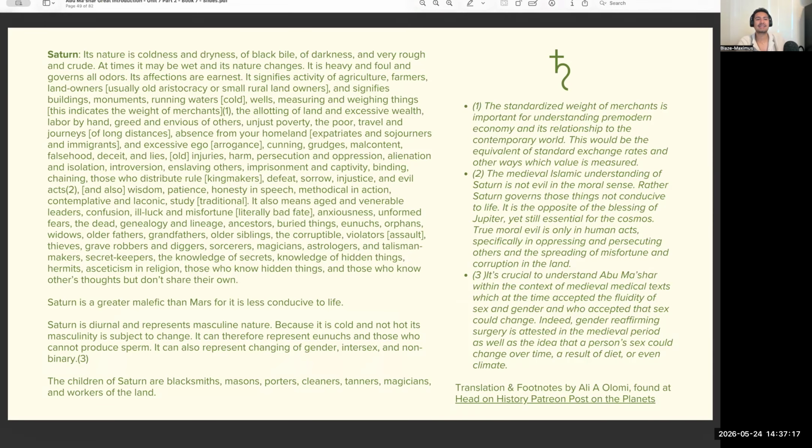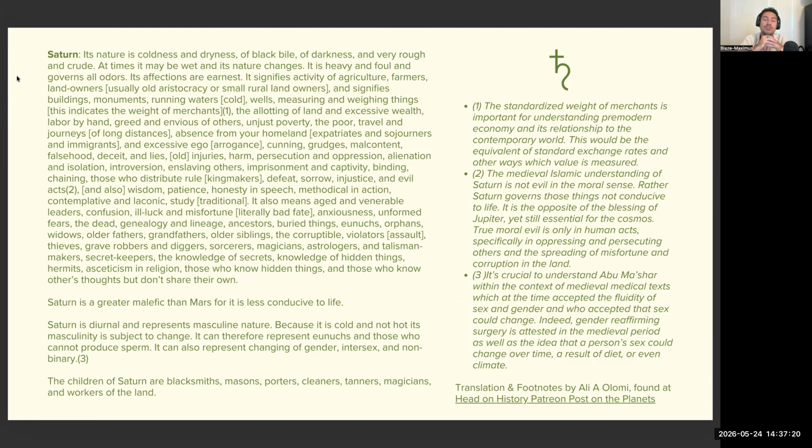Abu Mashar tells us that Saturn, its nature is coldness and dryness, a black bile of darkness, very rough and crude, and at times it may be wet and its nature changes. It is heavy and foul and governs all odors, but especially those that are stinking. Its affections are earnest, and it signifies activity of agriculture, farmers, landholders, which are usually aristocracy or small rural landowners, and it signifies buildings, monuments, running waters, wells, measuring and weighing things.